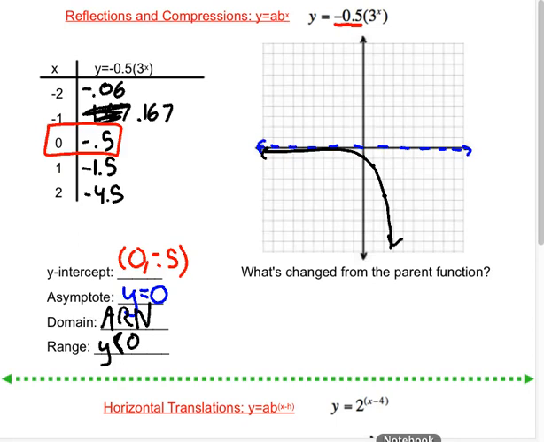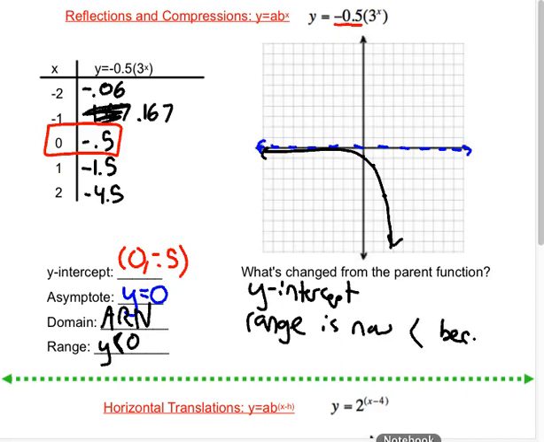So what's changed from the parent function? Well, we already know the y-intercept. We talked about that last time, right, in the first example. And what about the range? Well, the range is now less than because of the x-axis reflection. Because it reflected underneath, now it's going downward instead of going up. Okay?